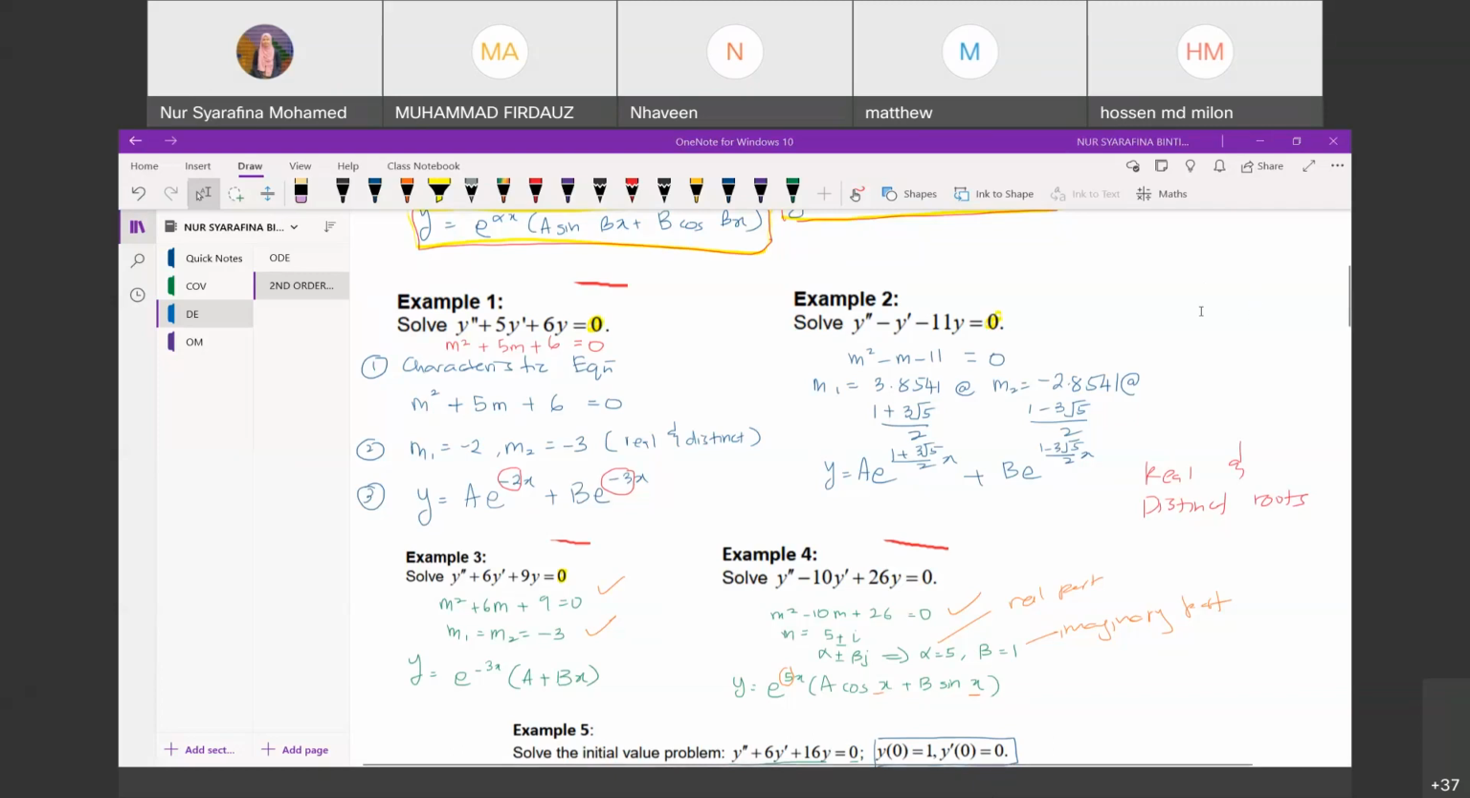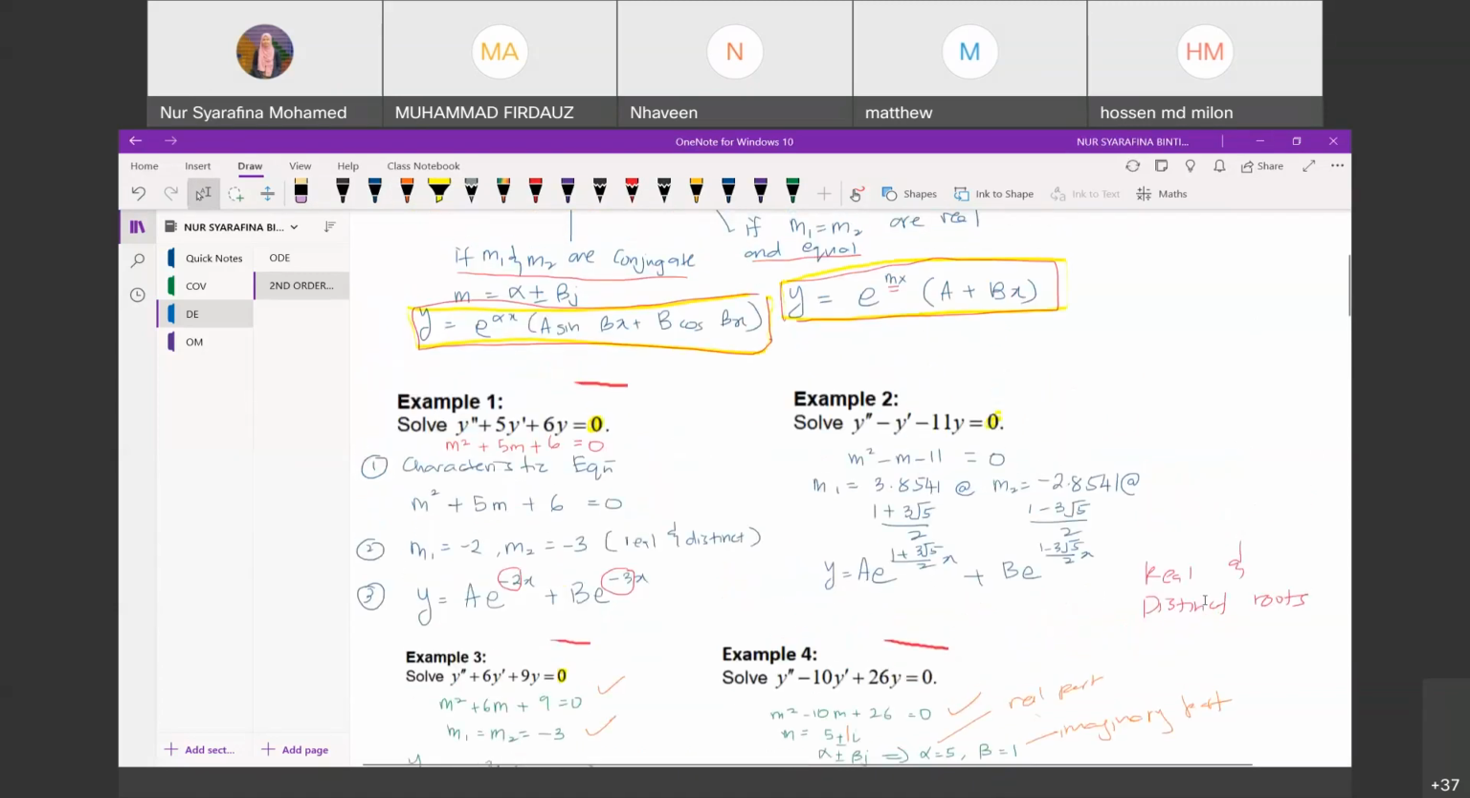Example 4, why is it cos x? Because beta here is 1. So A cos beta x plus B sin beta x. Okay?